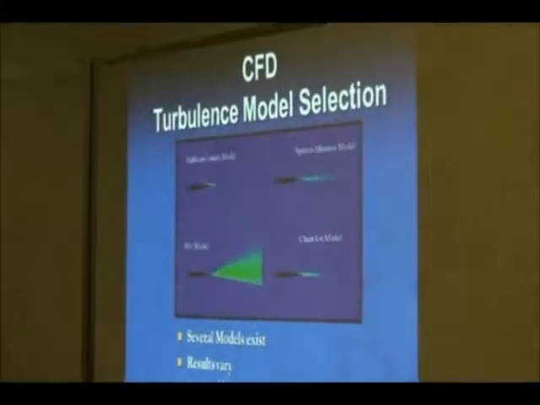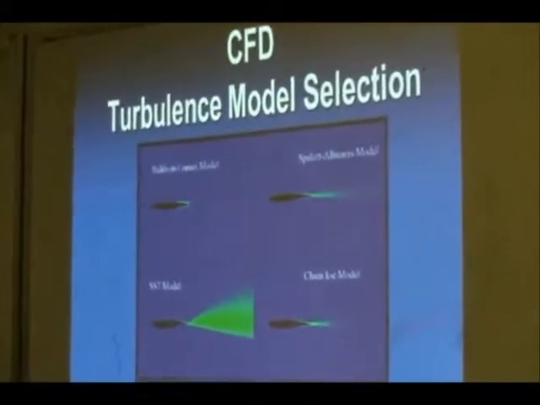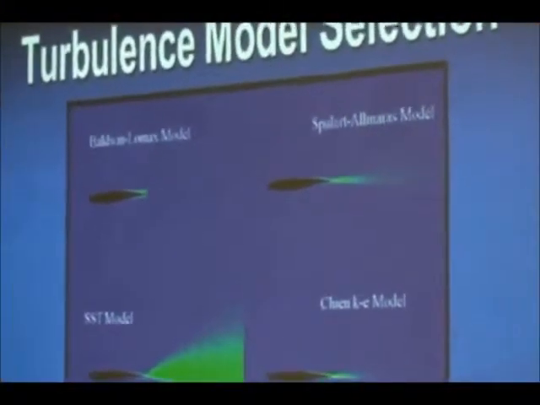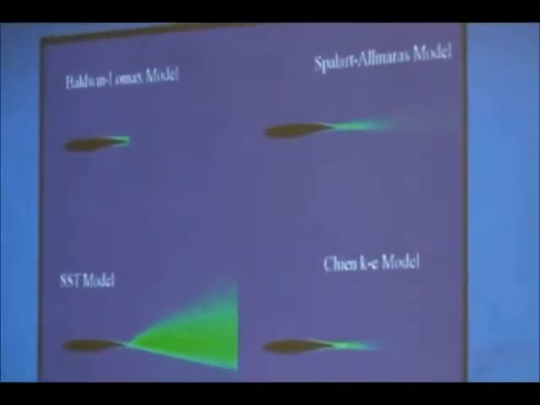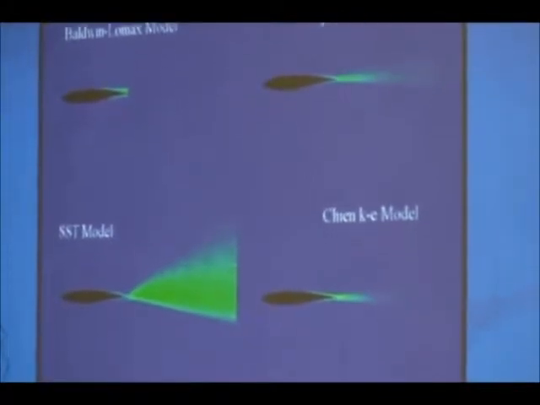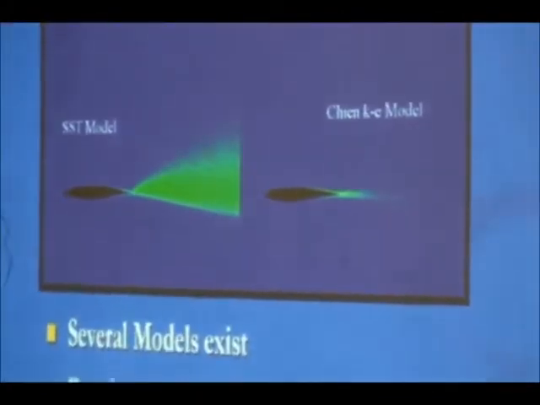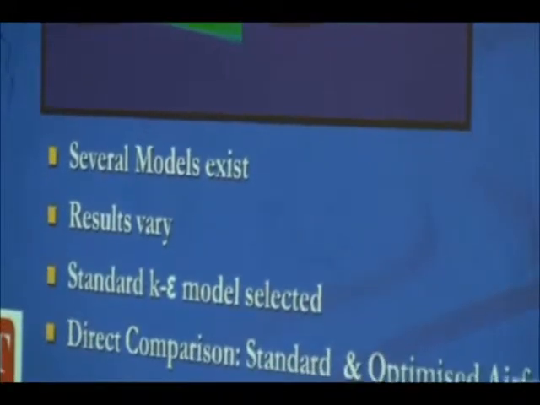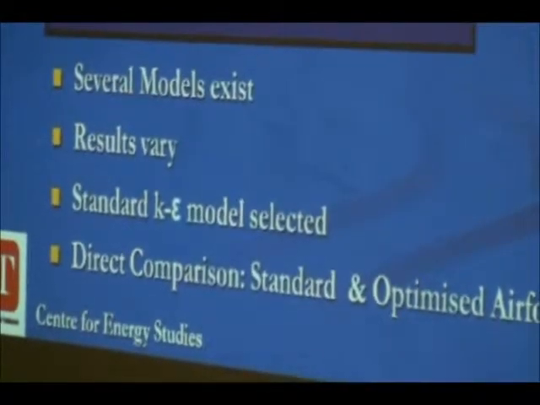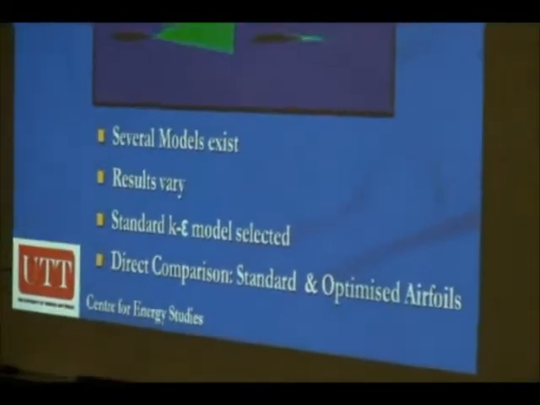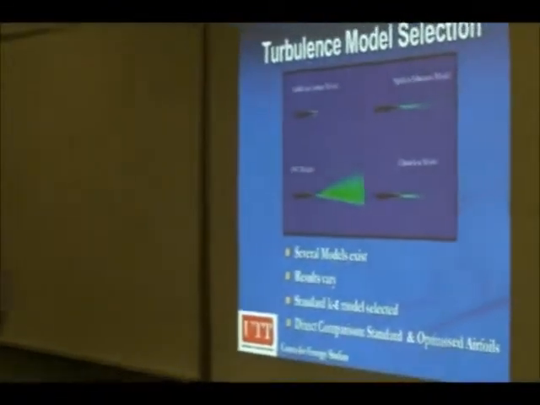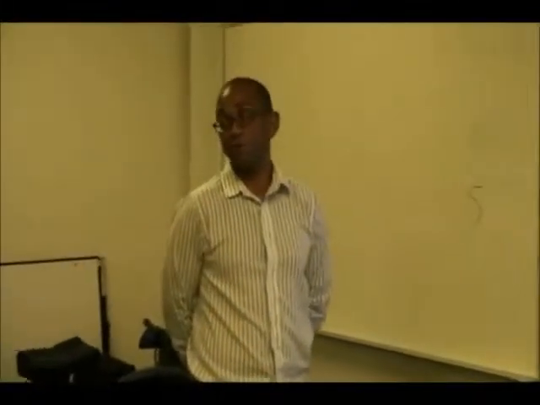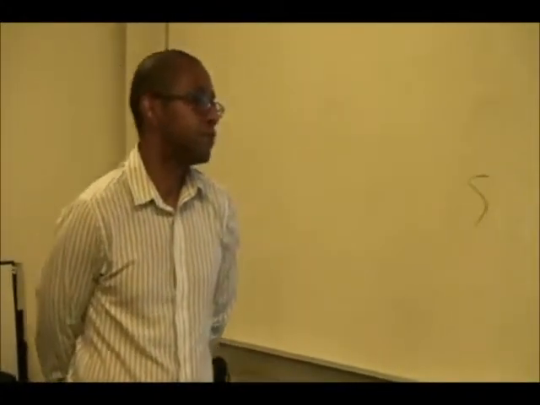Now, there are several different types of turbulence model that are used in CFD. All have different outputs and different usefulness. We're looking specifically at the k-epsilon model. The results for these different models vary, but what we're trying to do is look at the standard airfoils that manufacturers produce and compare it to a Caribbean-specific model. So for those purposes, we can get a direct comparison between the standard and optimized airfoils.